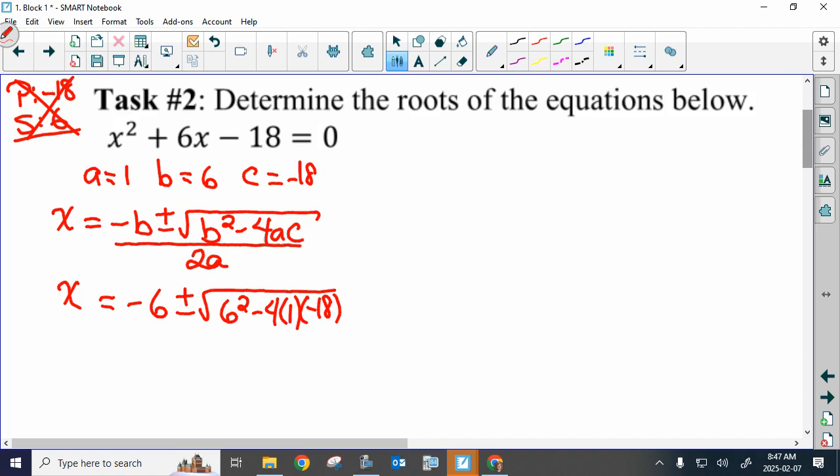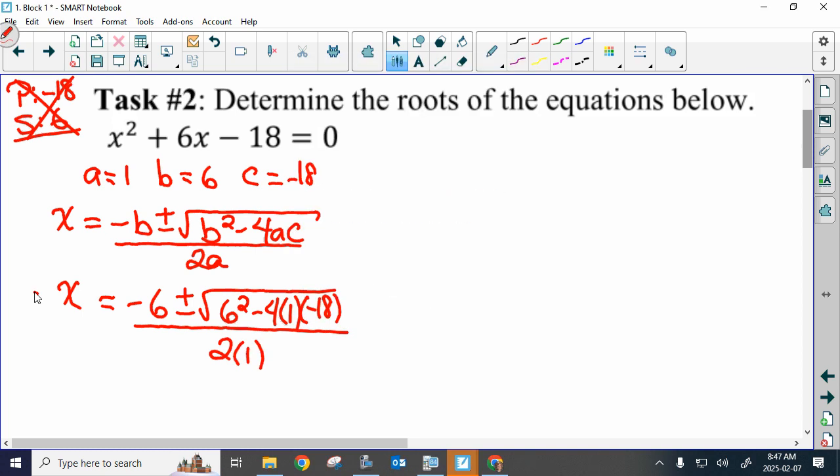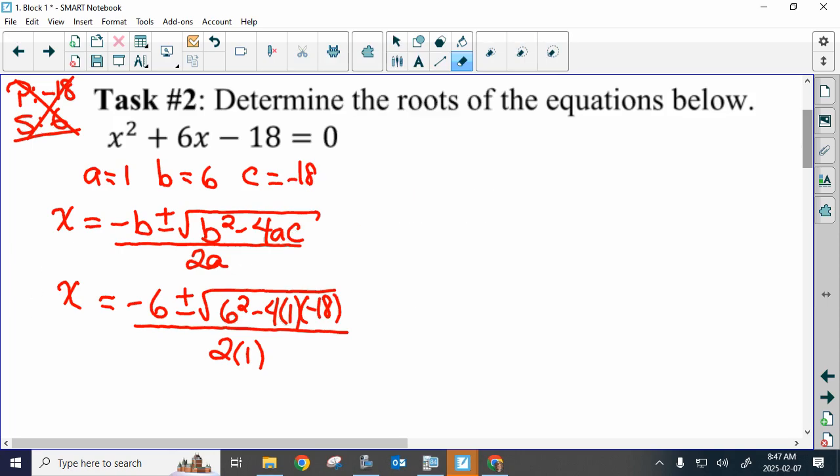I'm going to start opening up my calculator right now because it's going to take a long time. And then I've got the 2 times 1. Now, can I get you guys to please type in everything that's underneath the radical into your calculator? Don't type the whole thing in, just the stuff that's underneath the radical.